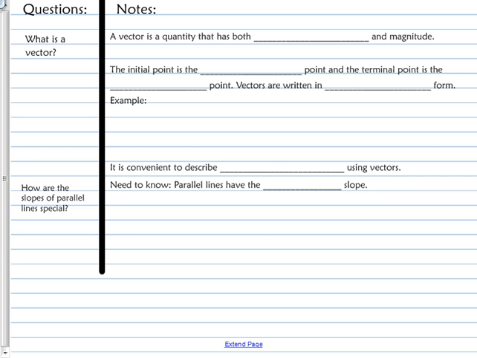A vector is a quantity that has both direction and magnitude. I think of a vector as it helps determine a point in space relative to another point. So it helps tell us where a point should go. The initial point in a vector is called the starting point, which makes sense. And the terminal point is the ending point, also makes sense. Terminal usually means ending.